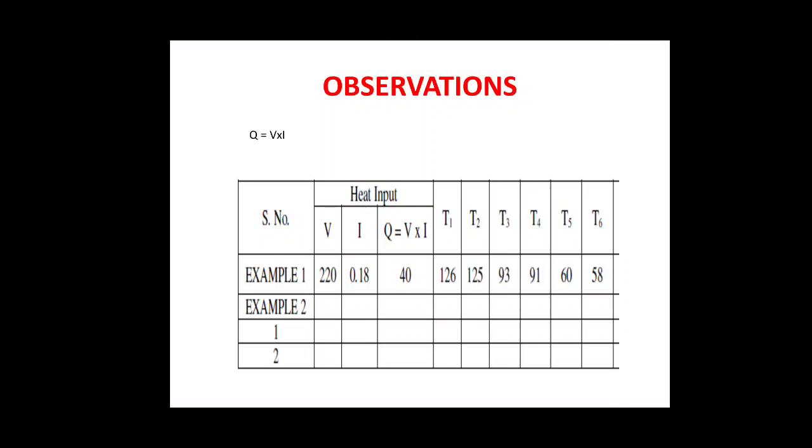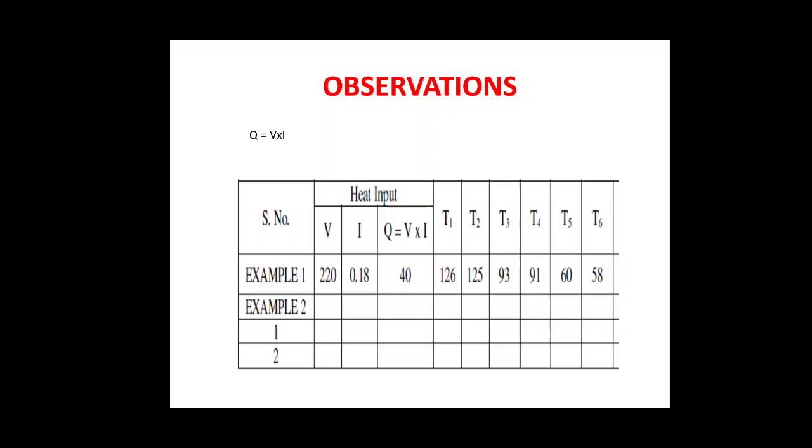We have to take readings after 10 minutes, and we have to keep on taking the readings every 10 minutes till the difference between two consecutive readings is almost negligible or the difference is 0. That means we can confirm that steady state condition is reached. That means with respect to time, the temperature readings are not changing.